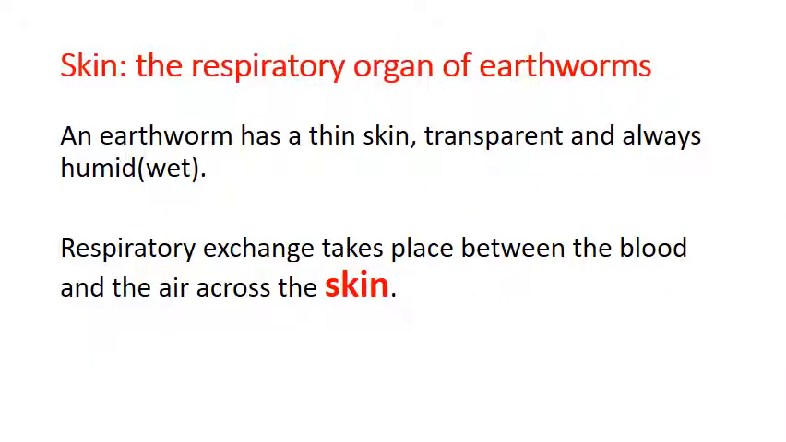Now, we are going to start talking about the respiratory organ of earthworms, which is the skin. An earthworm has a thin skin, transparent and always humid. This means wet. Respiratory exchange takes place between the blood and the air across the skin.